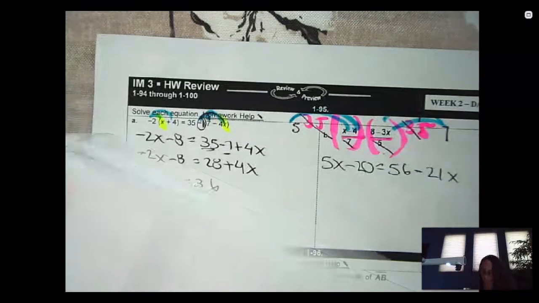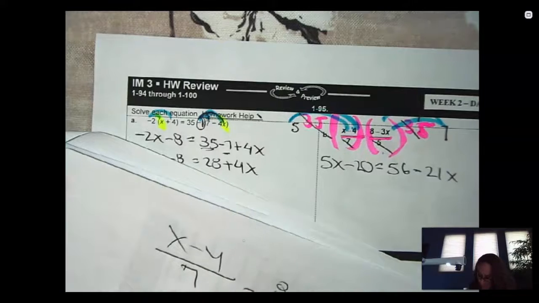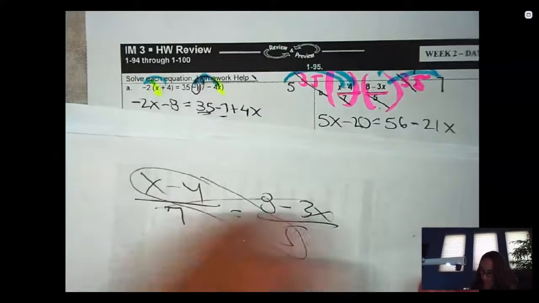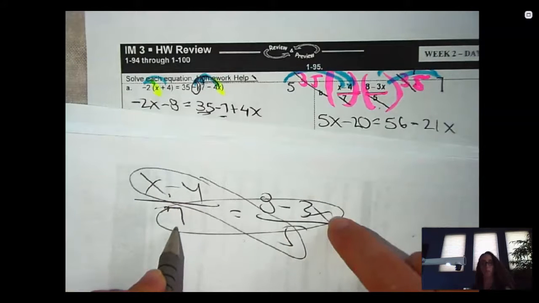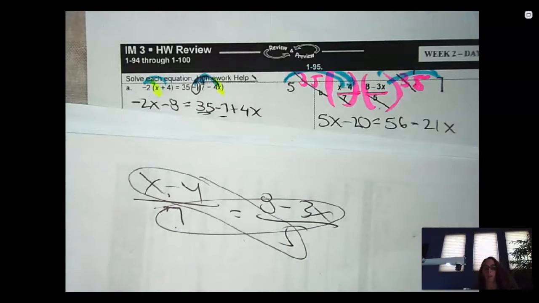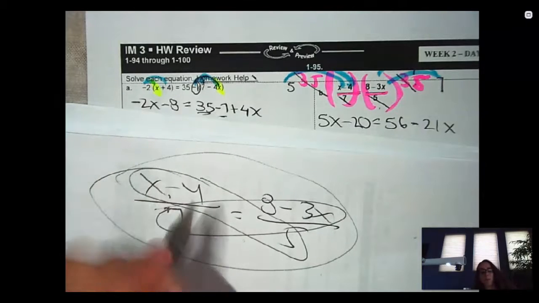Now some of you go, Miss Rifkin, seriously, my teacher taught me that whenever you do this, all you do is you make an x and you multiply what touches. So 5x minus 20, 56 minus 21x. Oh, I got the same thing. And you go, well then, Ms. Rifkin, why don't I just do it this way? It's so much easier. Well, what about when you have a problem that's more complex? Like that, I think you've already seen it.